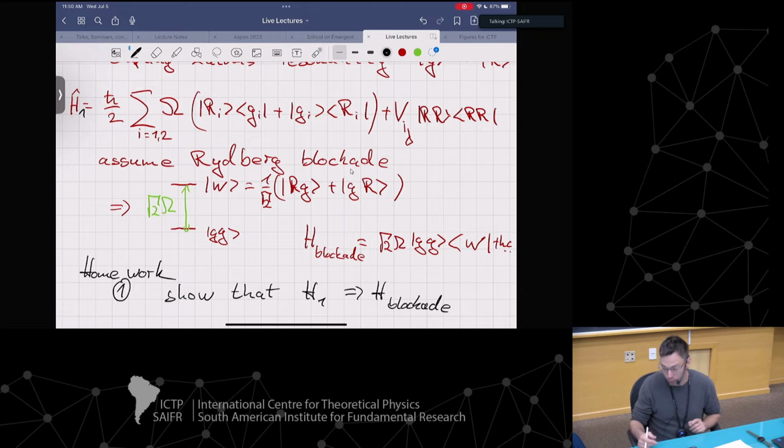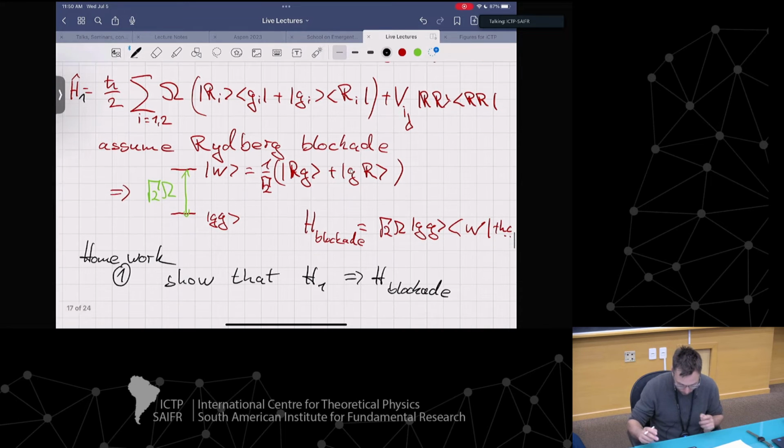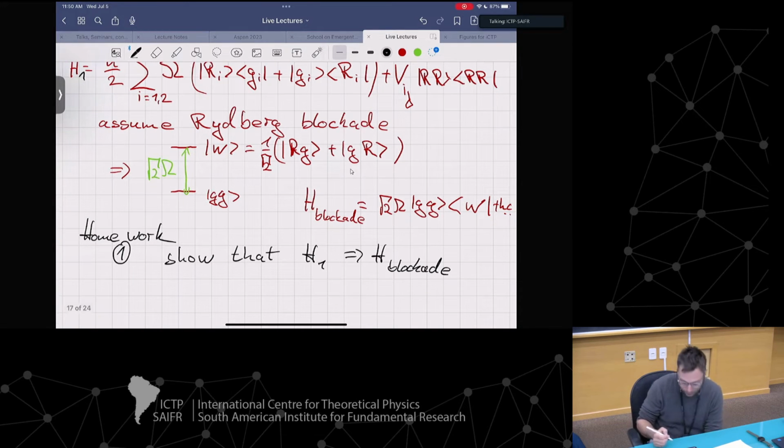And okay, for that you have to assume blockade. And okay, there are multiple ways of showing it. I'm just giving you a hint how to do that. You can think of the Rydberg blockade.